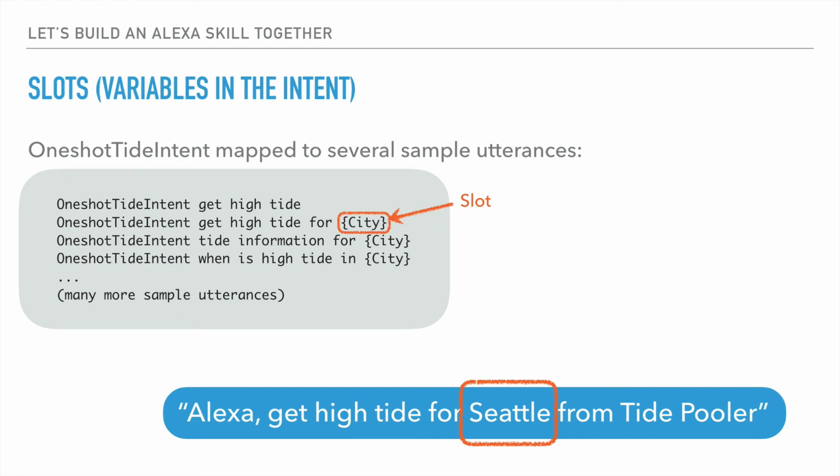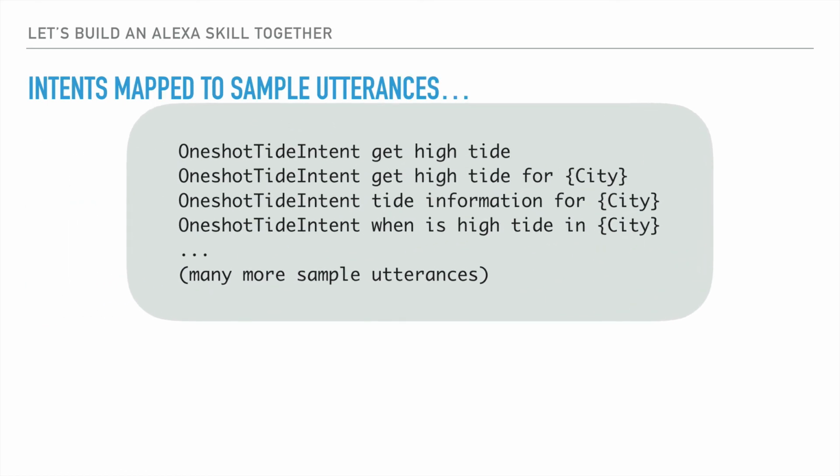And then there's a slot. This is like a variable, so a parameter maybe you could call it. So when someone says, Alexa, get high tide for Seattle from Tide Pooler, Seattle is the slot. When you put your intent and your utterances together along with the slots, this is called the interaction model. This is what we do in the developer portal.